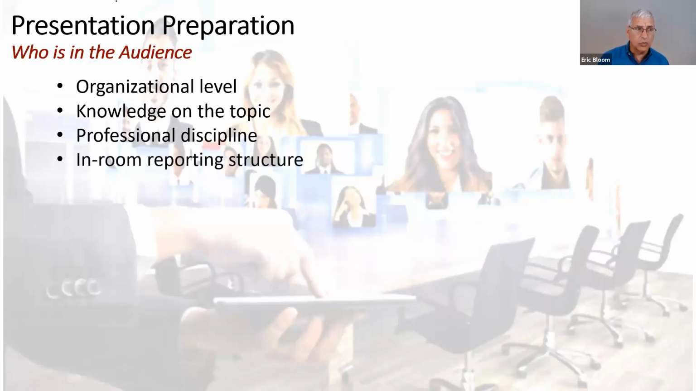Next is in the room reporting structure. In other words, who reports to who? I'm just going to use a couple of the names here. So let's say that there are 3 of us in the room. Myself, I report to Sandra, and Sandra reports to Kerry. So if the 3 of us are there and you're presenting to us, then the one you need to know the most about is Kerry.